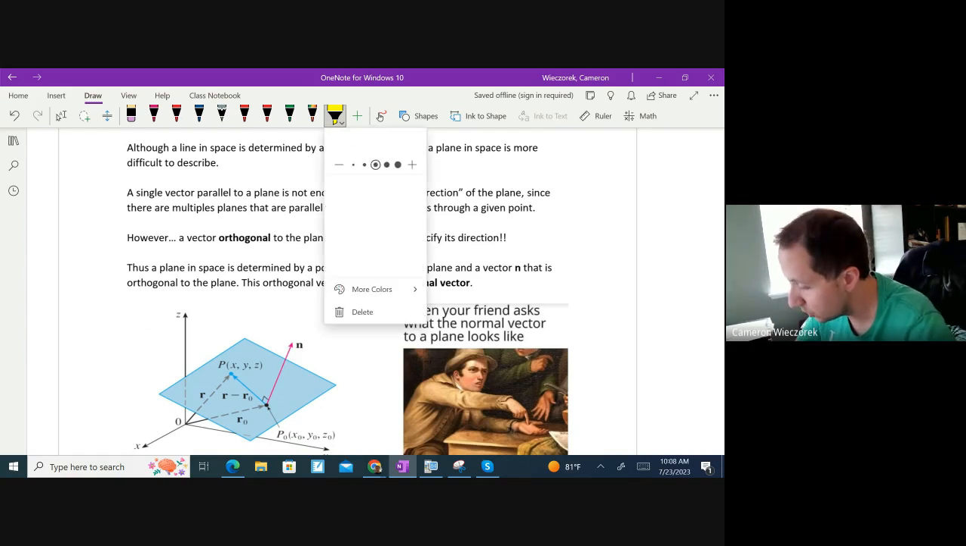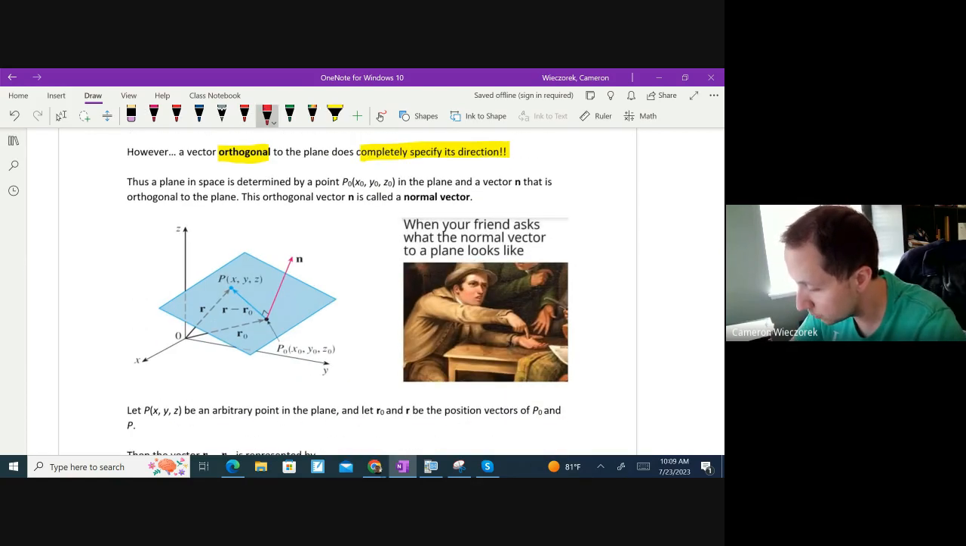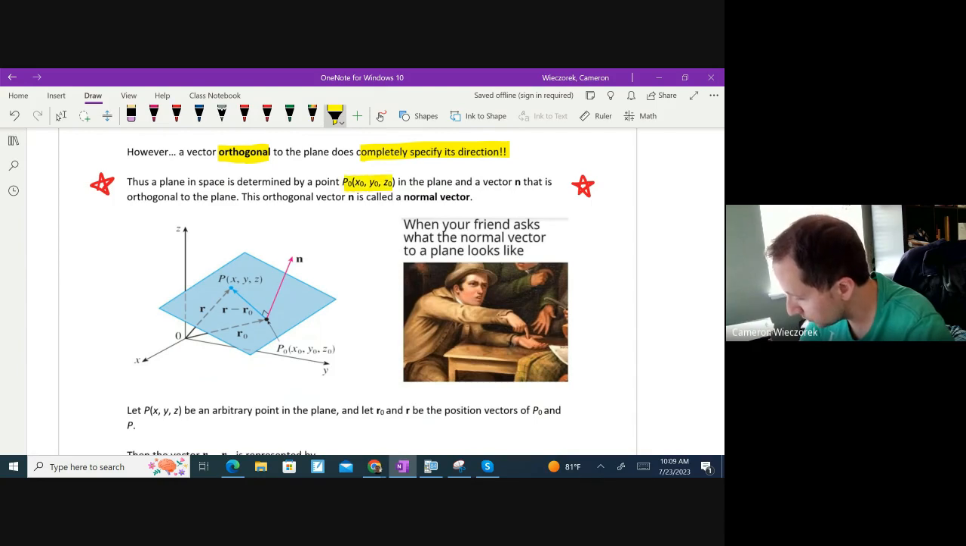However, even though a parallel vector might not work, if we know a vector that's orthogonal to the plane and we know a point on that plane, that is enough to completely specify the direction of that plane. So this is really the highlight of what we need here. A plane in space is determined by a point on the plane. We'll call it P naught with coordinates x naught, y naught, z naught.